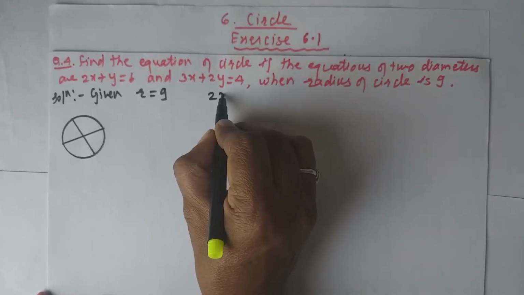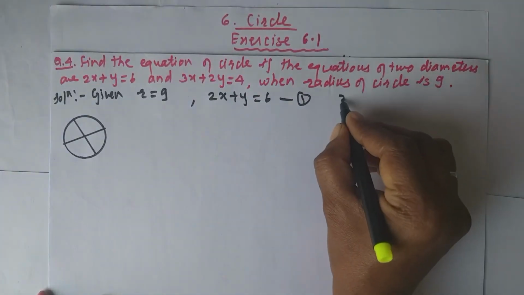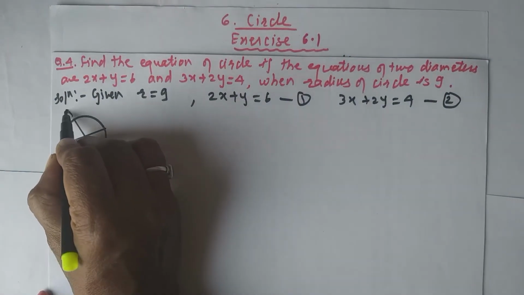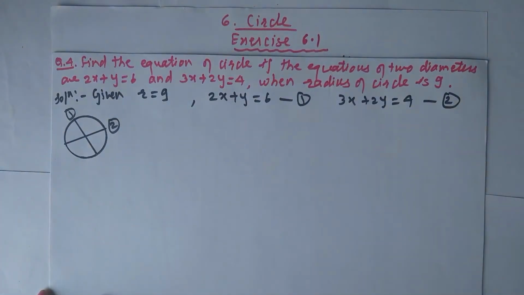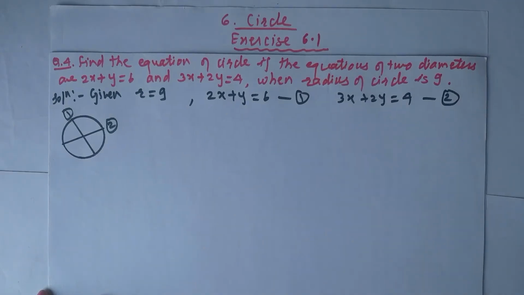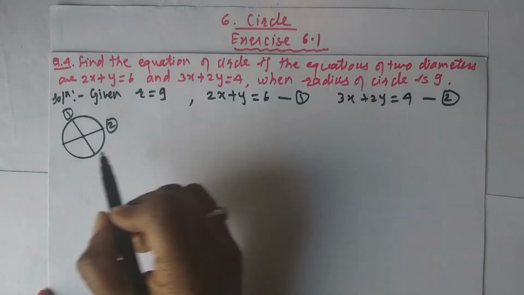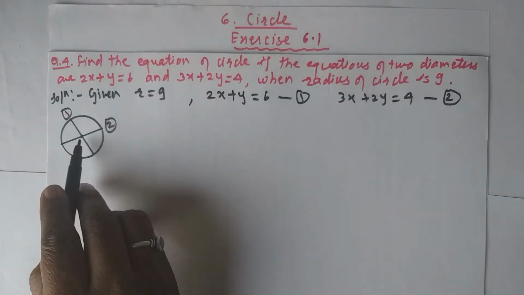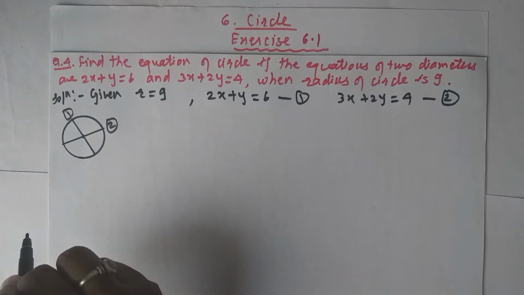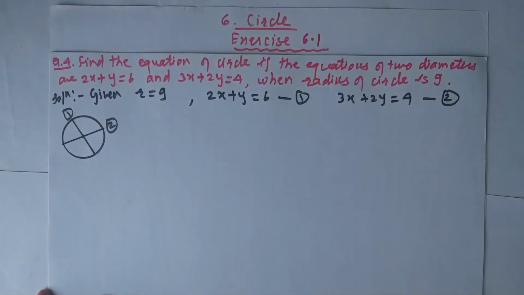Consider this 2x plus y is equal to 6 as equation 1 and this 3x plus 2y is equal to 4 as equation 2. Now if this is first diameter and this is second diameter, we know that these diameters of a circle intersect each other at center. Means point of intersection of these two diameters is nothing but center of circle. And if we get the center of circle, then radius is already known and we will find the equation of circle by center radius form. Now to find the center, we will solve these two equations.